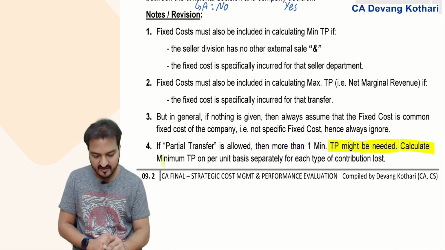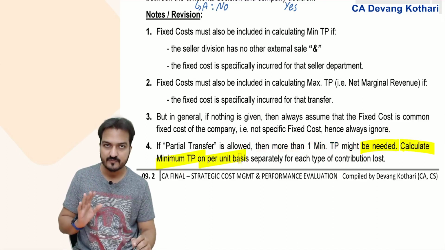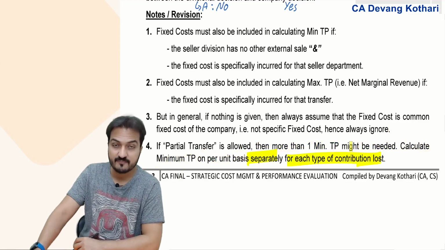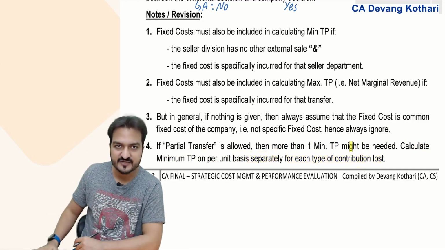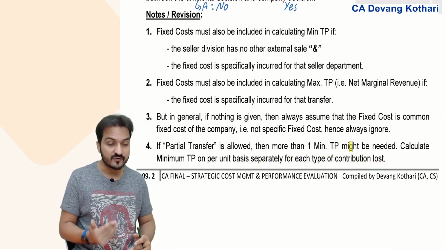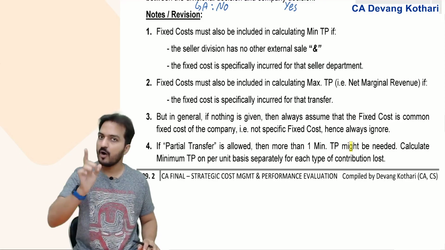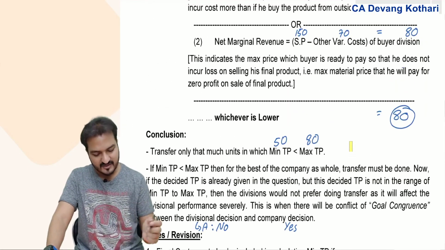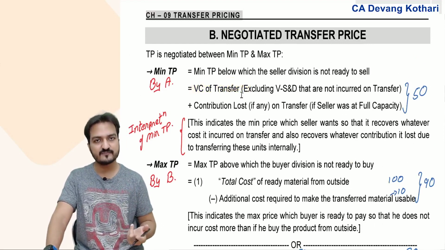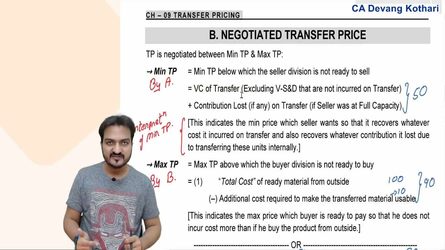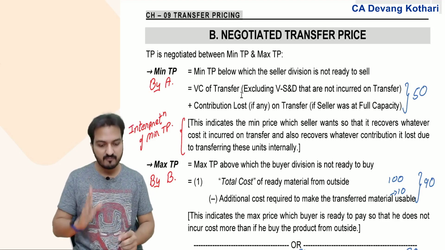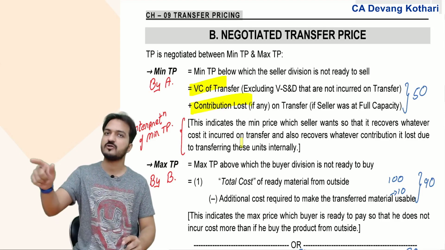Why? Because you calculate minimum TP on per unit basis separately for each type of contribution loss. For example, if division A has spare capacity, then for the first few units which I transfer out of the spare capacity, minimum TP will be only variable cost. And then for the remaining units which I transfer by decreasing external sale, my minimum TP will be variable cost plus contribution lost on external sale.